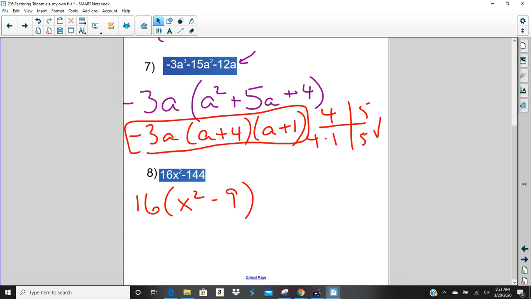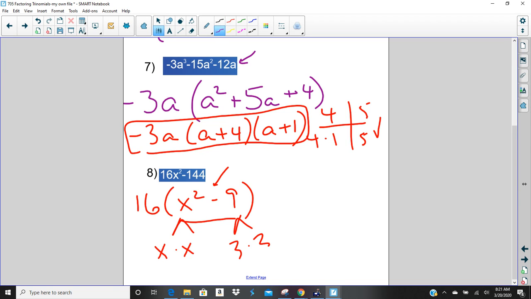Now, you remember from yesterday, conjugate pairs. When I have only a binomial left over, and I can see that the first term is a perfect square, x times x, and the second term is a perfect square, 3 times 3. That negative is what is going to be plus and minus. So my final answer, let me change my color so we can see this, is going to be 16, parenthesis, x plus 3 and x minus 3.